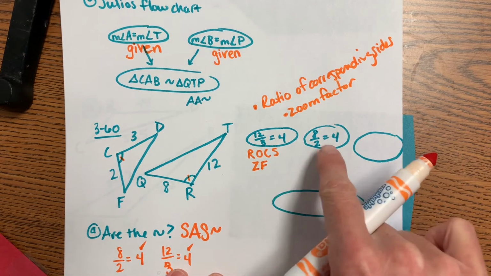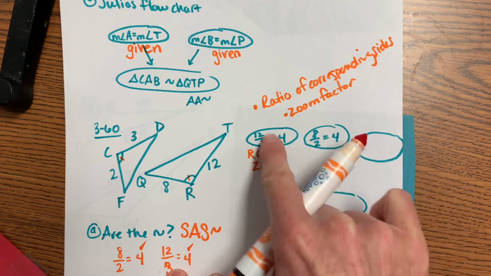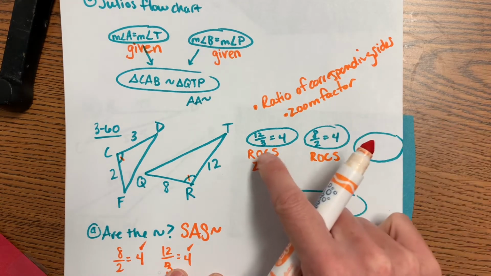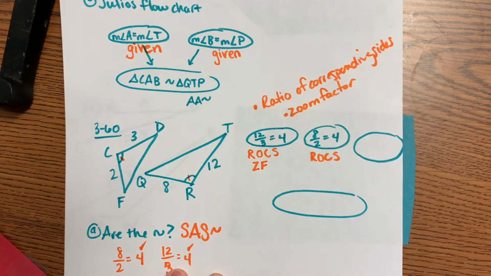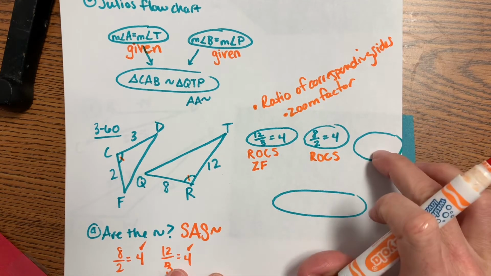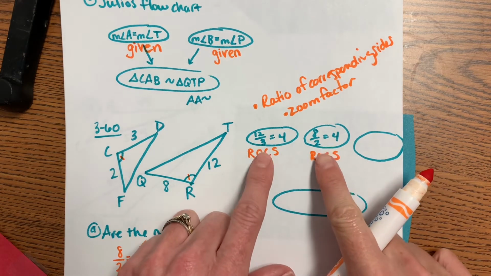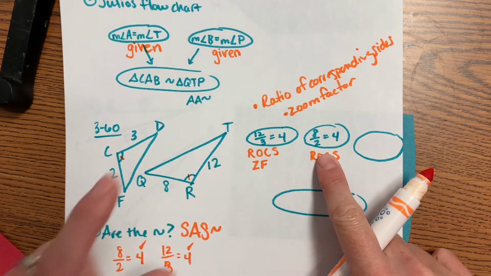Same thing here. This bubble gets the same reason as that bubble because you're finding the ratio. So I'm going to put ROCS here. ROCS for ratio of corresponding sides. And then he didn't finish. So there's another bubble that has to get filled in. So we have the two sides right here. That stands for the two S's.